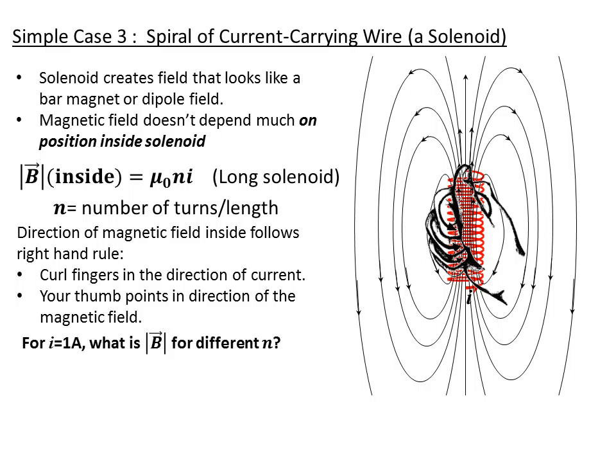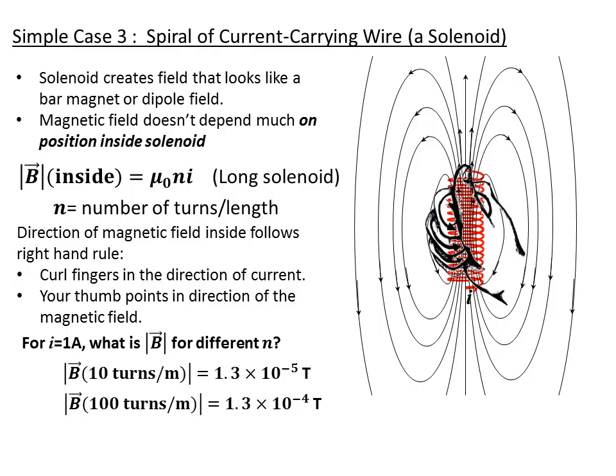For a current of 1 amp, what is the magnitude of the B field for different values of the number of turns per length? For 10 turns per meter, the magnetic field is 1.3 times 10 to the minus 5 Tesla. If you increase the number of turns by a factor of 10 to 100 turns per meter, the magnetic field goes up by a factor of 10 to 1.3 times 10 to the minus 4 Tesla, which is about the strength of the Earth's magnetic field.